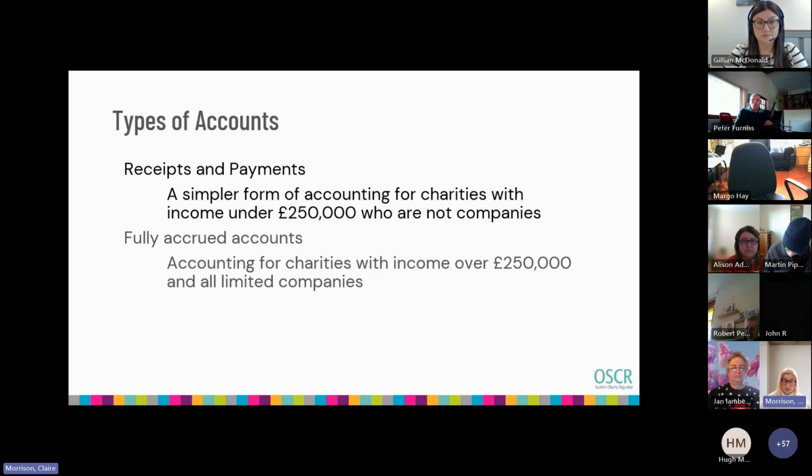Fully accrued accounts are a more complex form of accounting, which account for timing differences and include adjustments for amounts due to be paid and received by the charity. For the purpose of today's webinar, we are going to concentrate on the preparation of receipts and payments accounts, as most smaller charities are eligible to prepare these.